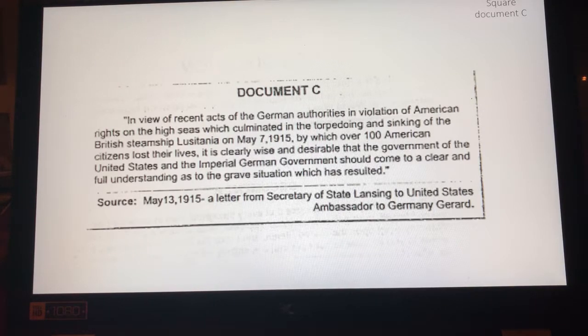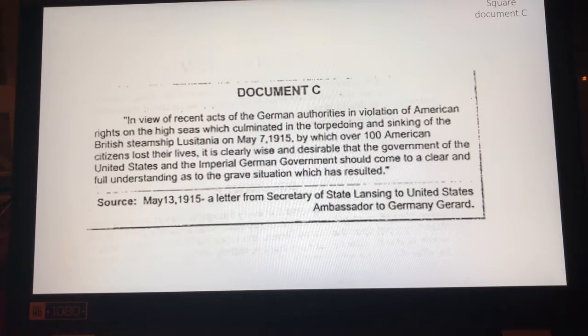He's sending a letter to the ambassador of Germany. It says, in view of recent acts of the German authorities in violation of the American rights on the high seas, which culminated in the torpedoing and sinking of the British steamship Lusitania on May 7, 1915, by which over 100 American citizens lost their lives, it is clearly wise and desirable that the government of the United States and the Imperial German government should come to a clear and full understanding as to the grave situation that has resulted.